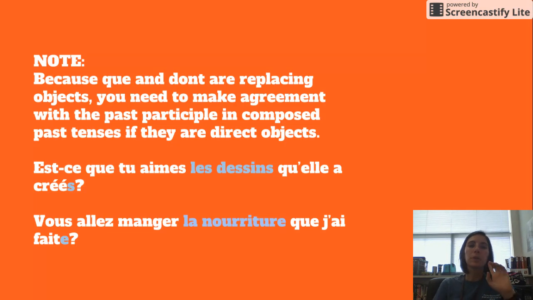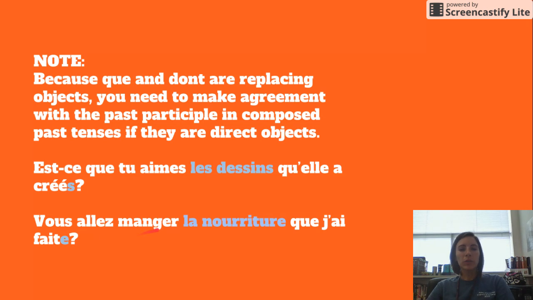Now note, because que and dont are replacing objects, you must follow that rule where if there's a direct object that comes before the past participle of a compound verb, then you must make the past participle agree with the gender and the number of the direct object. So here's an example. Est-ce que tu aimes les dessins qu'elle a créés? So do you like the drawings, the designs that she created? Now, the gender and number of les dessins needs to agree with créés, so you need to add an S because les dessins is masculine, but it's plural.